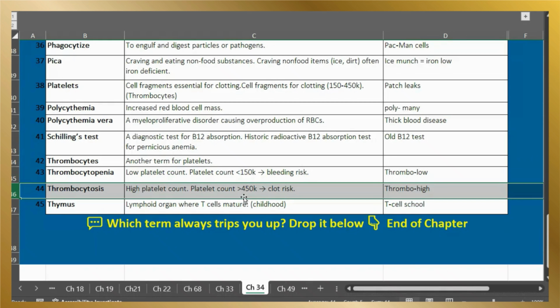It can increase the risk of clotting, either directly or due to a bone marrow disorder. So increased risk of clotting, and previous was increased bleeding. This is increased clotting. So to know, cytosis is like increased clotting, and this penia is increased bleeding. And this is low, this is high.